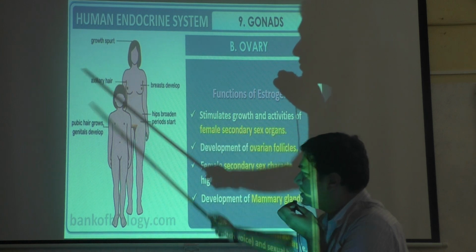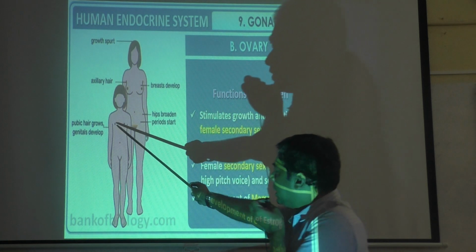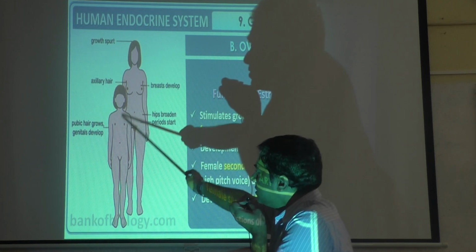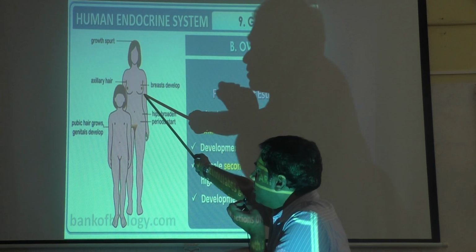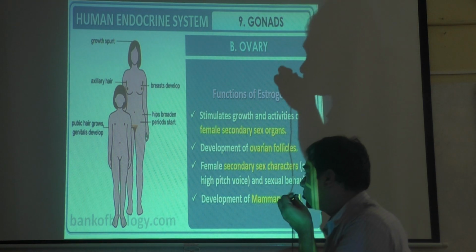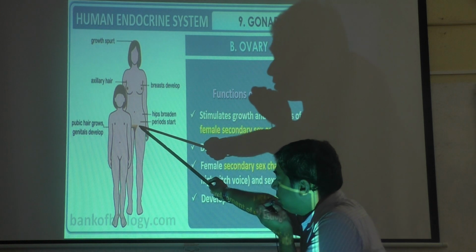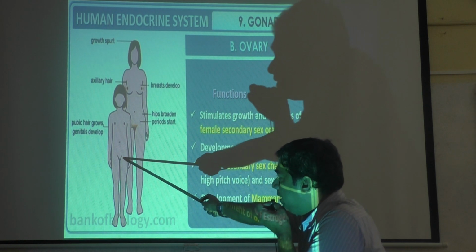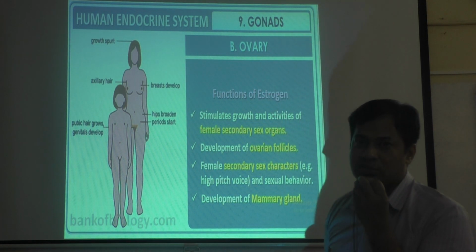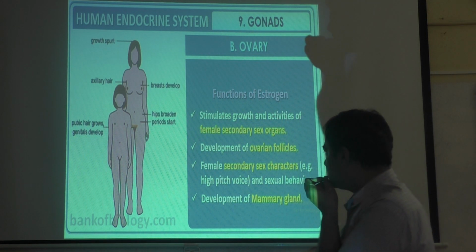You can see the difference there. Here breast is flat, and here breast develops. Development of breast, that is secondary sexual character, and getting hairs around the reproductive organ. Here in this girl, hair is not there, but here you can see hair develops. Then periods start, menstrual cycle starts. All are secondary sexual characters.